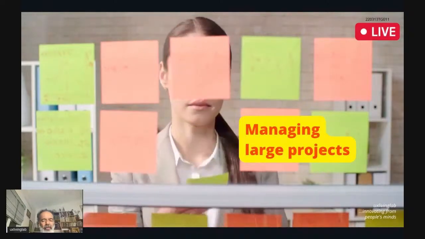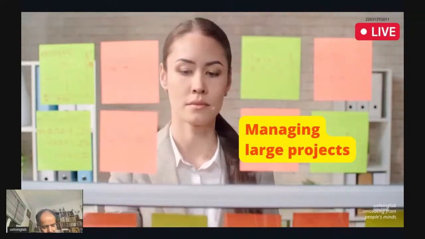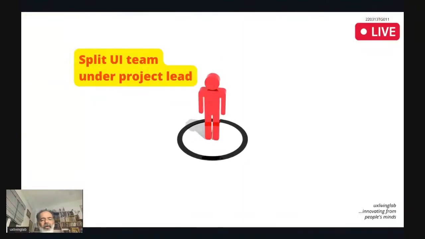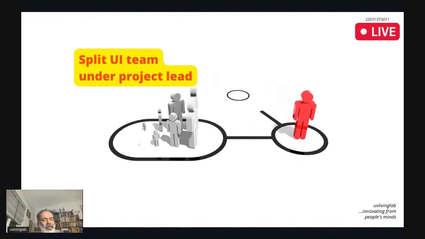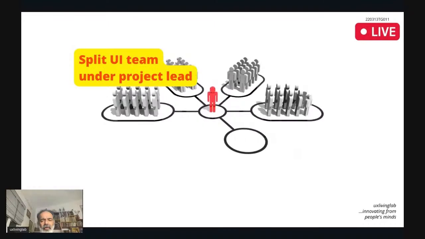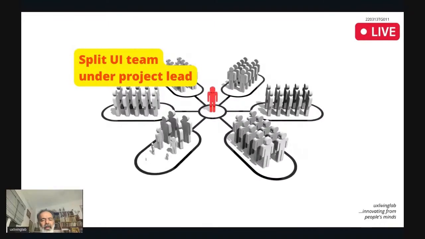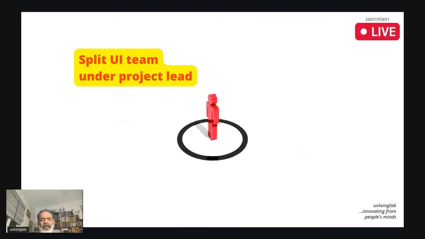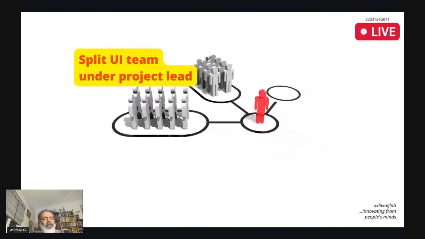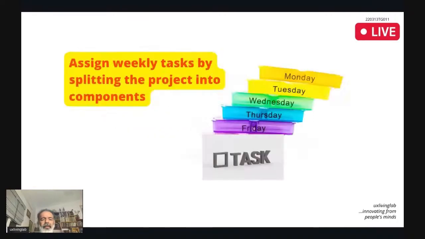So what are the steps we have to use while you do large projects? First thing is, everyone knows, split the UI team under a project lead. So you can split your UI design project into multiple teams and assign. Don't assign every component or every part of the project to all teams. So you have to split under a project lead. Then this is one of the very interesting steps we are following. Assign weekly tasks by splitting the project into components.